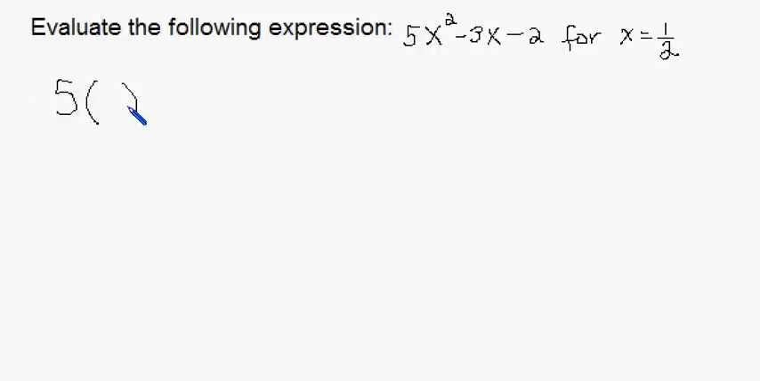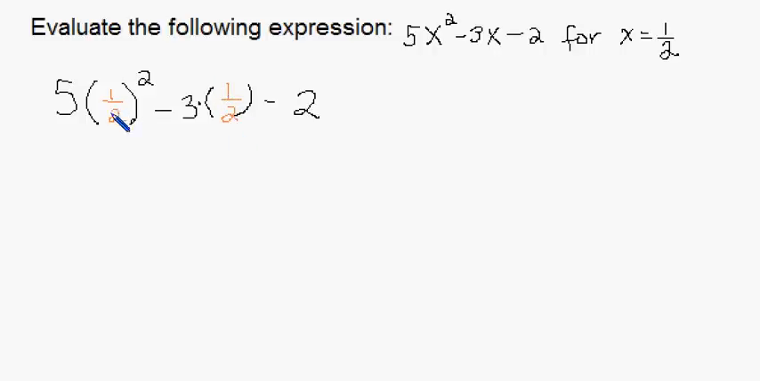So I'm going to have 5. I'm going to keep a parenthesis. Remember that we're squaring the quantity x. Minus 3 times this x value that we're going to substitute in, minus 2. So remember, we're going to substitute a half in, so this is where the 1/2 goes in place of the x, and I'm going to put in a half over here also.